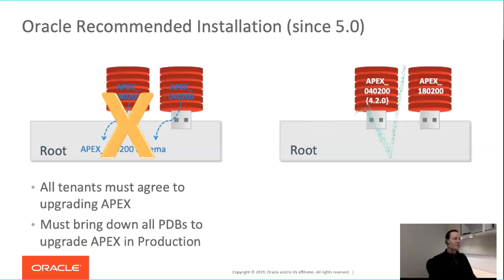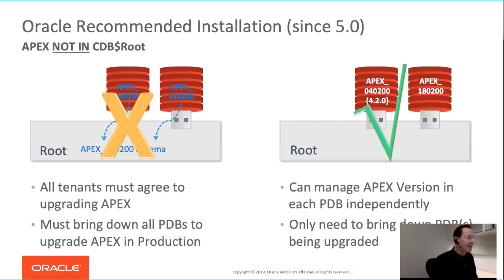Since version 5.0 in our documentation, we have been recommending that Apex should not be installed in CDB$root. And we made this recommendation based on our own experience of a large system where we had Application Express instances installed, and not all of the PDBs actually needed to use Application Express. And what we found is that when Application Express is installed common, when you needed to upgrade Application Express, even the PDBs that had no interest in Application Express at all had to be brought down during this upgrade. So that was one of the reasons why we recommended not installing it common in the root. And that way you can manage each version in each PDB independently, and you only need to bring down the PDB that's being upgraded while the other PDBs can remain available and online.